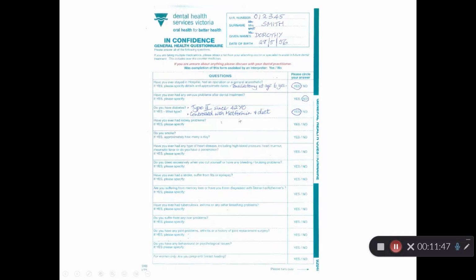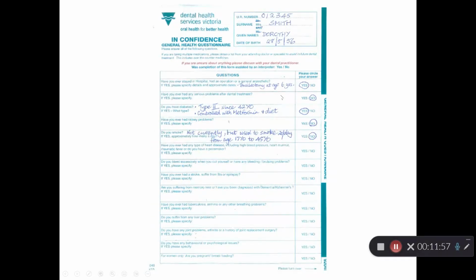The question after that is, do you smoke? If yes, approximately how many a day? So we'll move on and see how those two questions go. Well, they haven't had any kidney problems. And no, they don't smoke. The question, do you smoke, is in the present tense, meaning now.